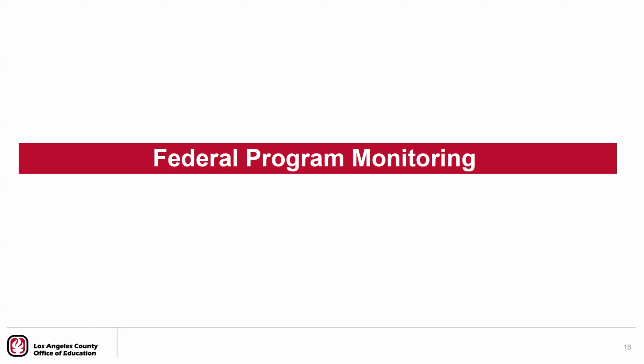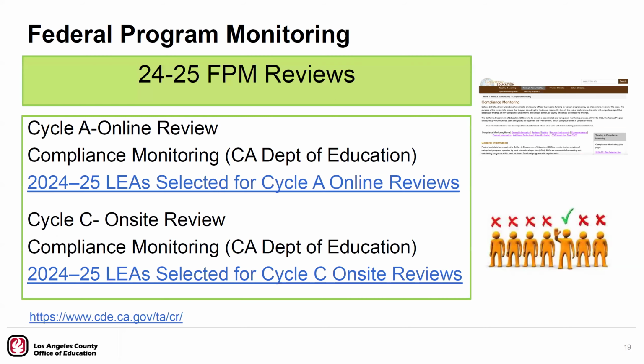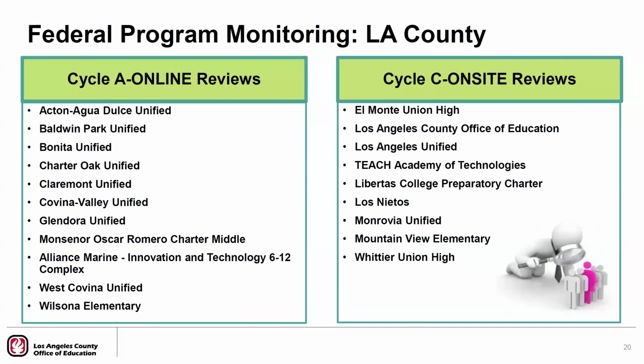So as we know, next year's FPM cycles that are up for review are Cycle A, which are online reviews, and Cycle C, which are on-site reviews. And on CDE's compliance monitoring webpage, you will find the posted list of districts and charter schools who have been selected for next year's FPM reviews. Last week, these 20 districts and charter schools were notified of their selection for the FPM review for the 24-25 school year. Last year, there were 18 districts and charter schools, so they're increasing it again.